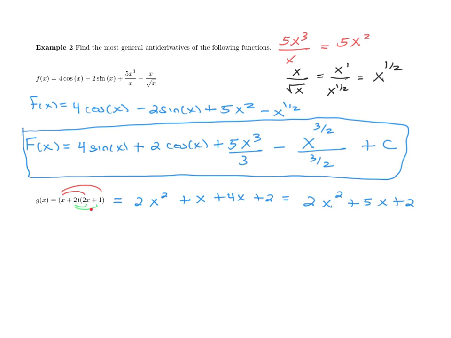I'm not going to find the antiderivative by looking here. I'll look here instead. So to find, I'll call it capital G of x, the antiderivative of 2x squared is 2x cubed over 3. The antiderivative of 5x is 5x squared over 2. The antiderivative of 2 is just 2x. And I'll put a plus c at the end.